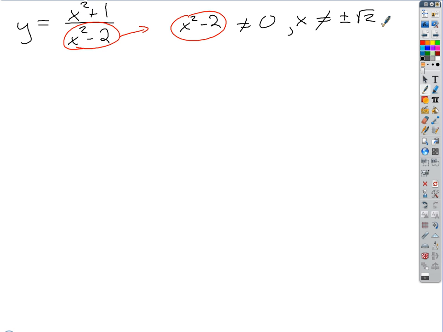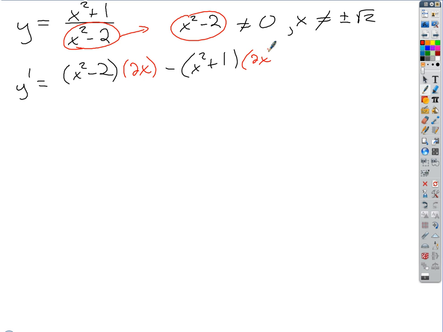Find the derivative. All right. So what's my rule? Quotient. Okay. So let's see here. Ellie, talk me through the quotient rule on this one. What am I going to get if I'm differentiating this? X squared minus 2. Good. Times 2x. Good. And then minus, minus, x squared plus 1, and then times 2x. Okay.